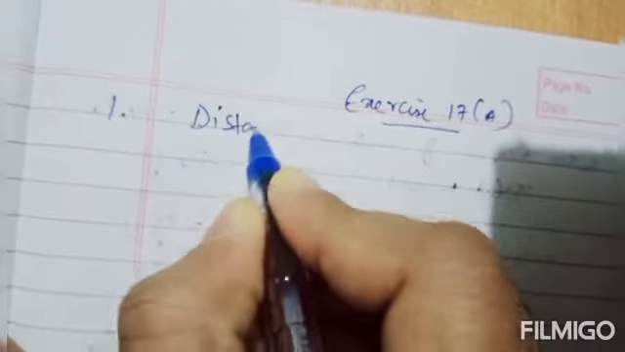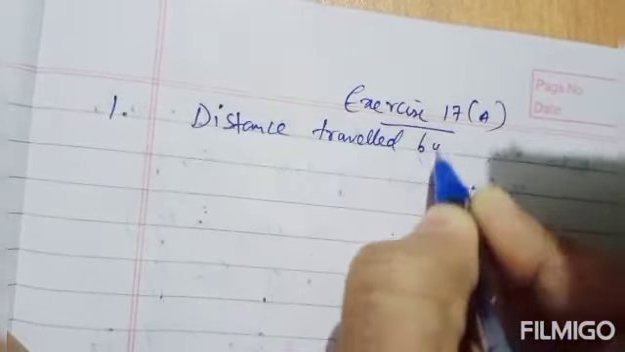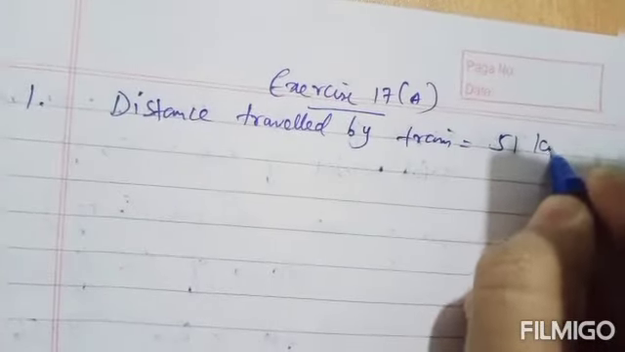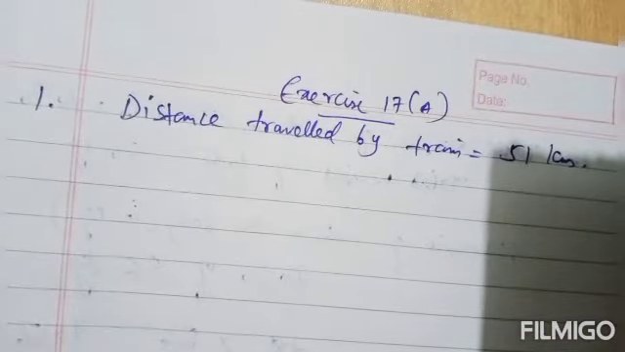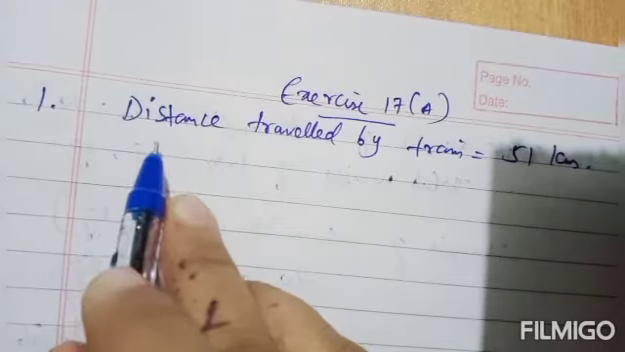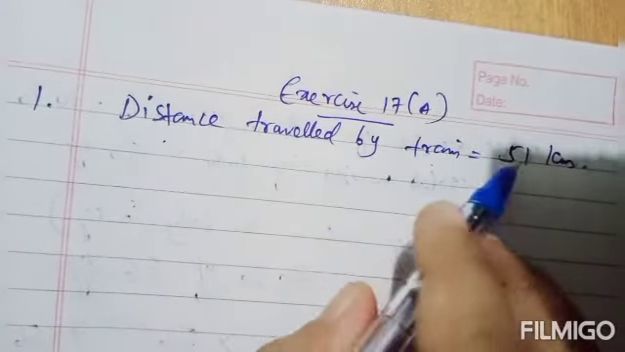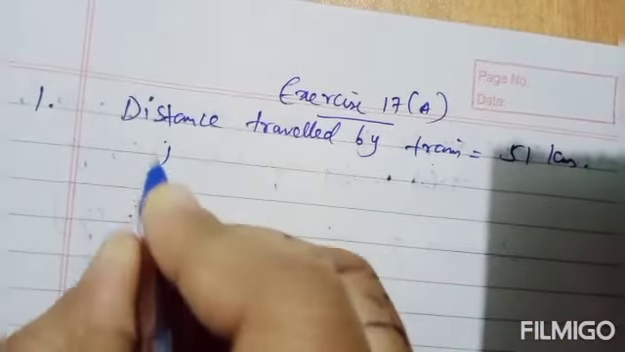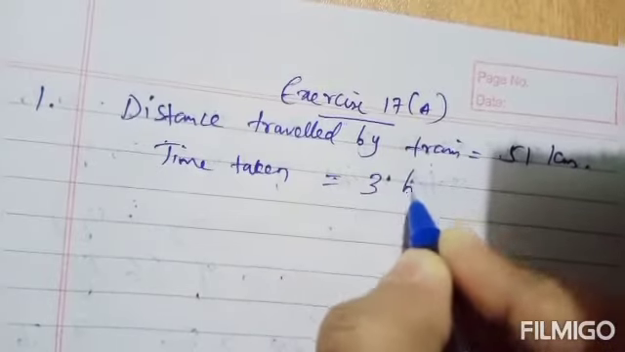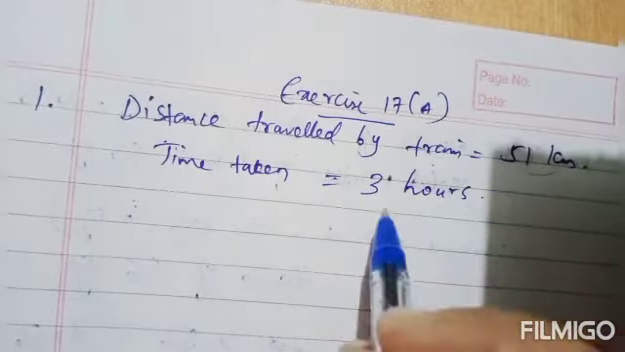Distance traveled by train. It is given in the question: 51 kilometer. A train covers 51 kilometer in 3 hours. From that we can write distance traveled by train is 51 kilometer, and time taken is 3 hours. Time taken to cover this distance is 3 hours.